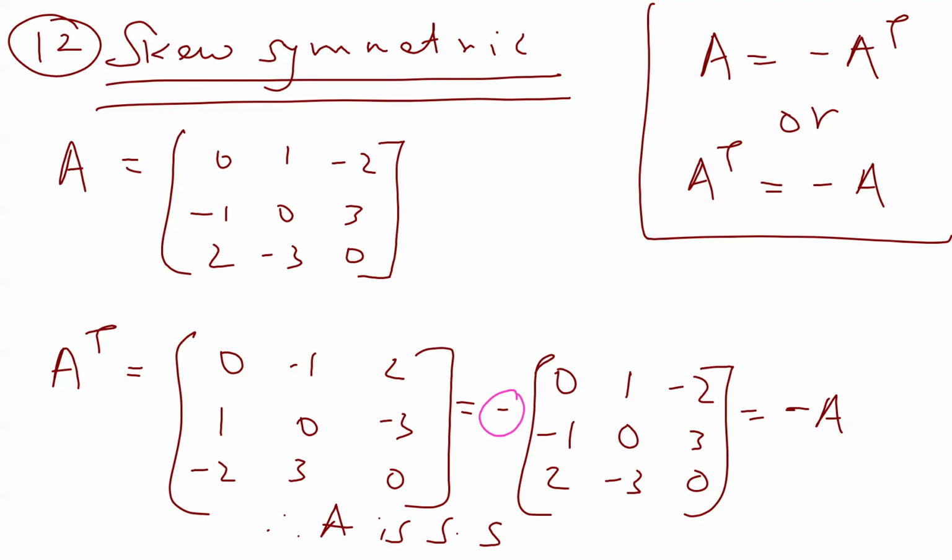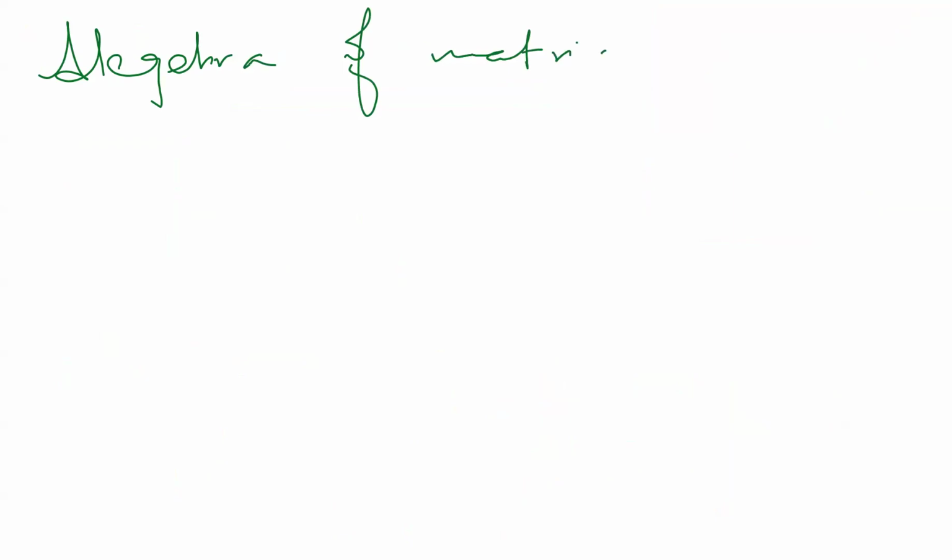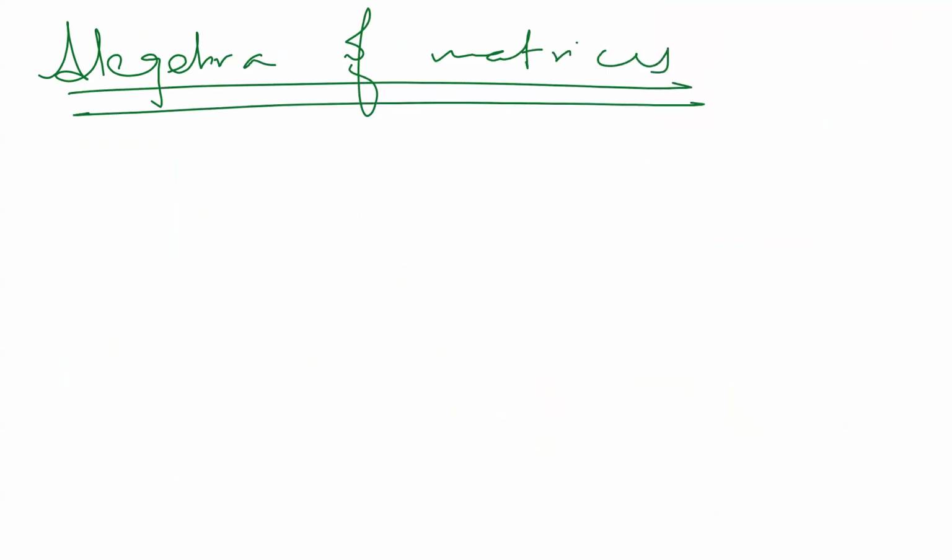Okay. Now, next thing that we are proceeding with is algebra of matrices. First, addition, subtraction. Two matrices can be added or subtracted only if their orders are same.